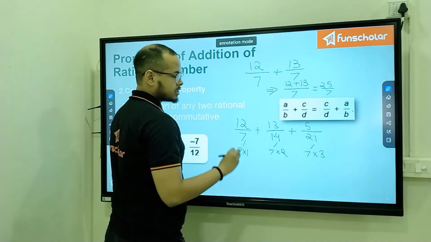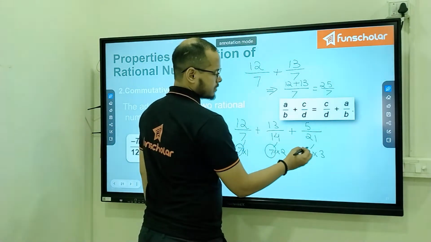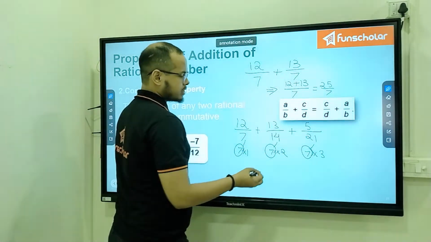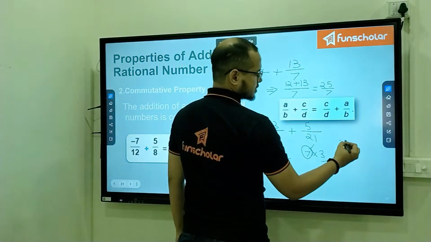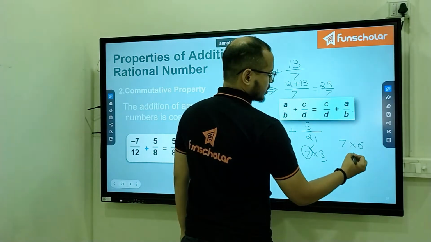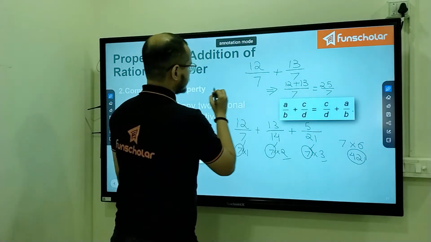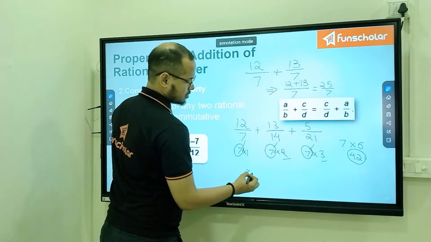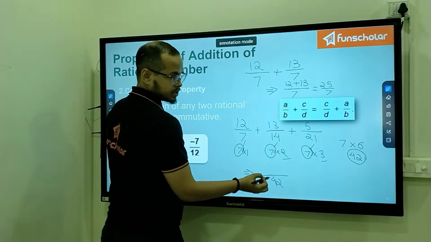So the LCM here is the least common multiple. 7 is present in each of them, so the extra numbers are 2 and 3. So the answer will be 7 into 6. This will be the answer. Now 7 sixes are 42. So this is going to be the LCM. Let's write the answer down. As the LCM is going to be 42, now 7 sixes are 42.